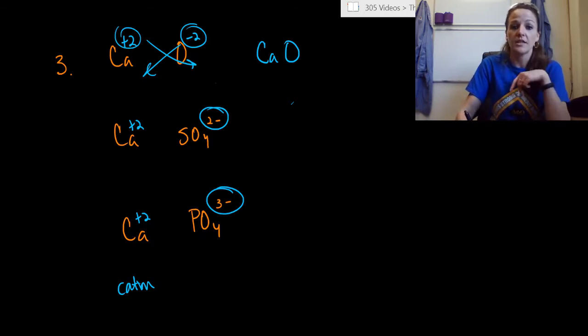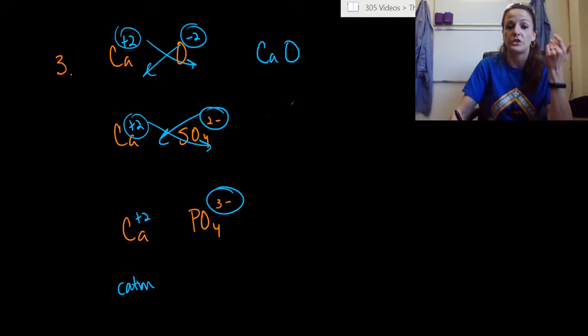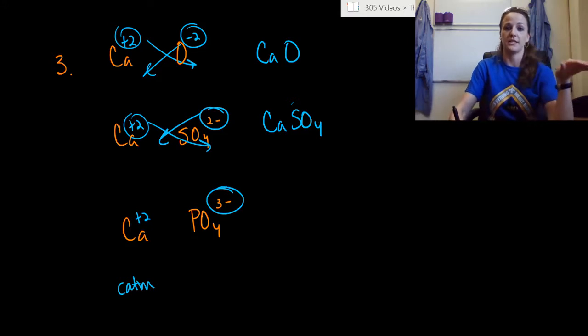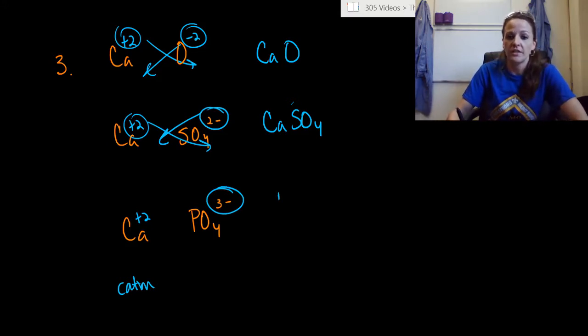CaO. Same concept applies here. So the 2 goes here, the 2 goes here, but it's the same exact charge, so we don't actually write it out. So this just goes CaSO4, okay? Plain and simple. Last one, we have our calcium first.